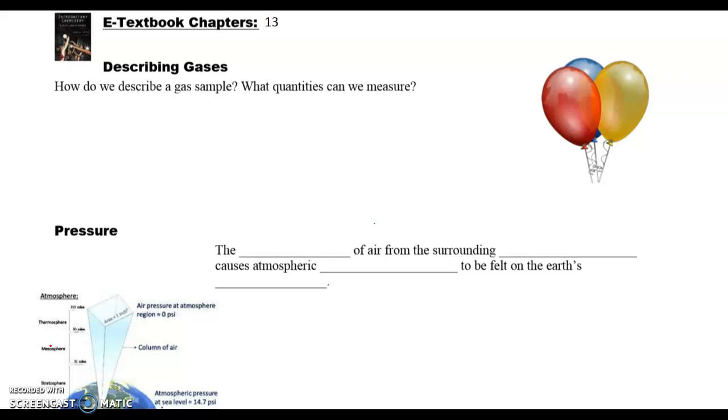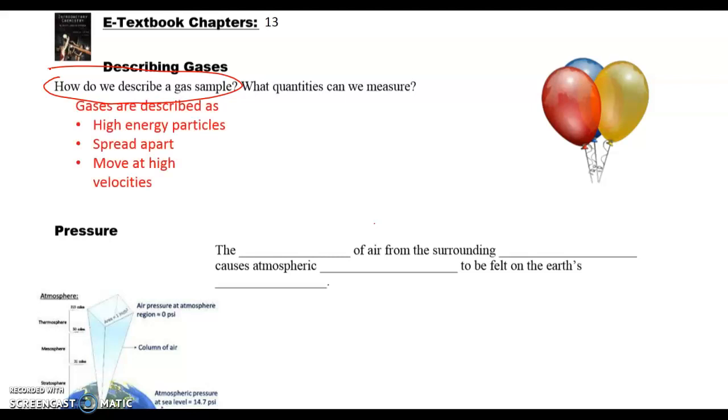But before we get started with the gas laws, let's talk about describing gases. One of the first things we want to talk about is, how do we describe a gas sample? You think of something like a balloon, but atmospheric gas is all around us. It's made up of a lot of nitrogen and oxygen.